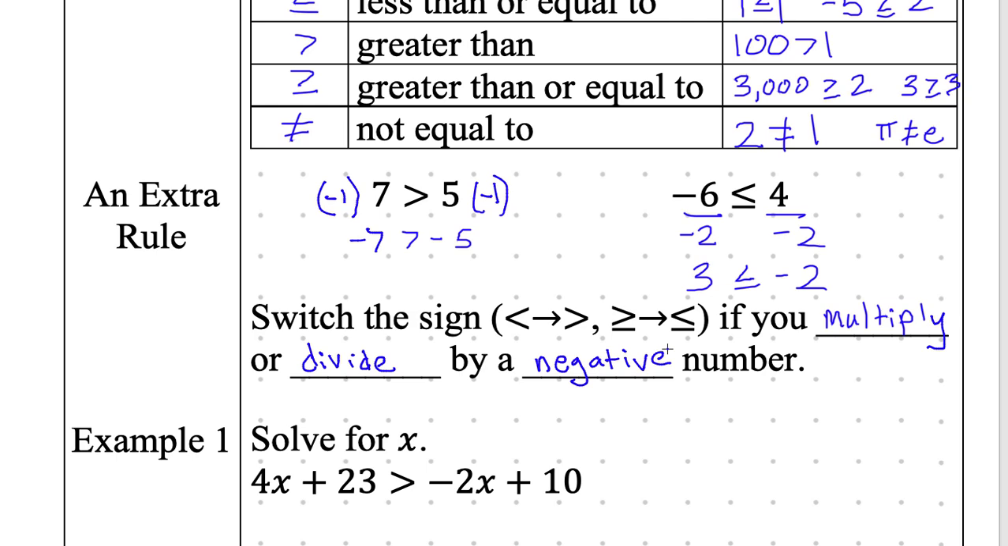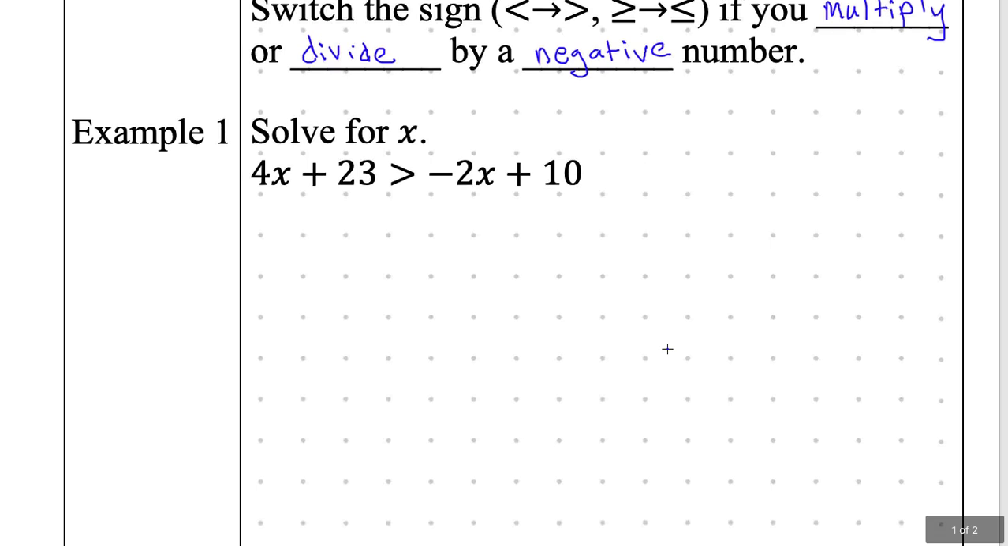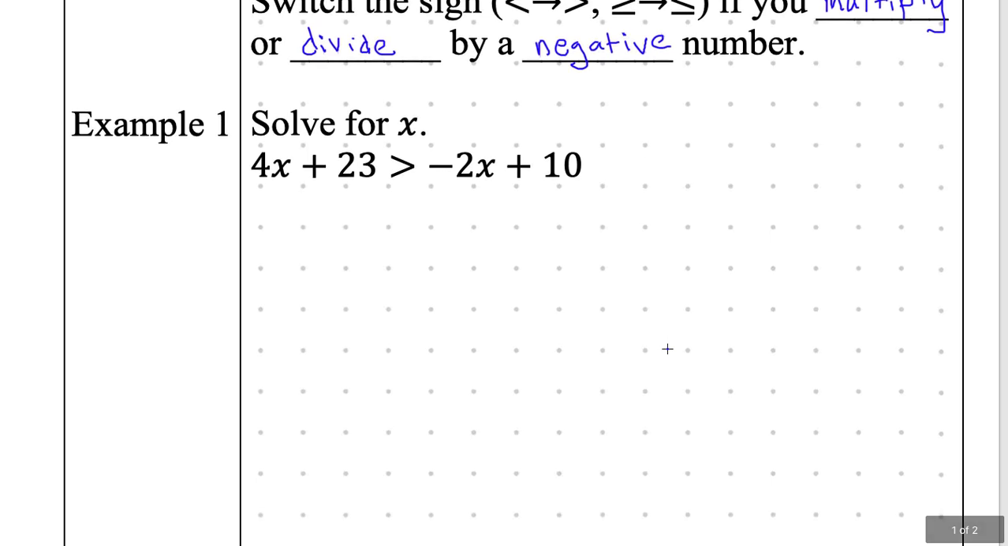Let's try that out. I have 2 examples for you guys, and then we're done. Example 1 on the front, 2 on the back. I'm going to do example 1 with you guys. Example 2, you guys are going to solve on your own. Here we go with example number 1. Pretend that this is an equal sign, just like we were doing before, and solve this with the extra rule right here.